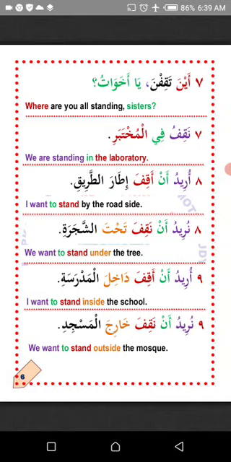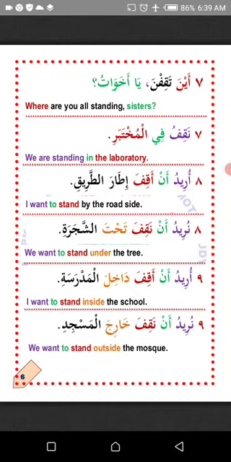Number 8. أريد أن أقف إطار الطريق. أريد أن أقف, I want to stand. إطار الطريق, by the roadside.